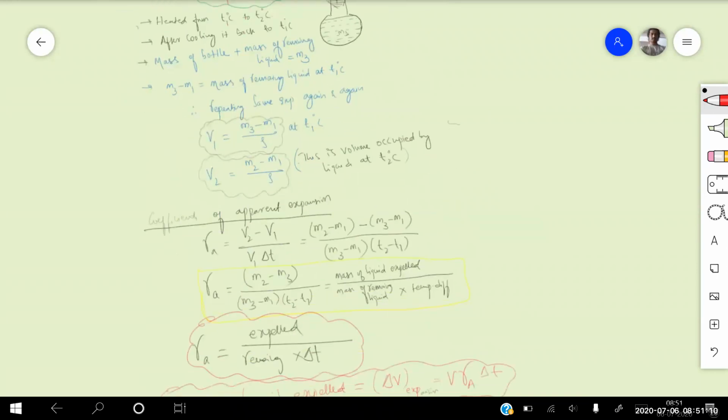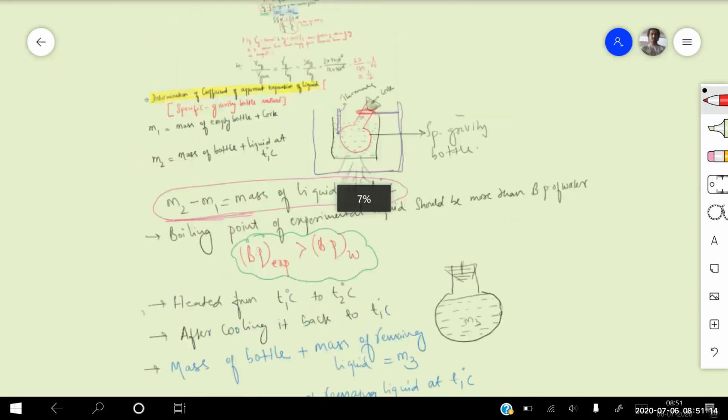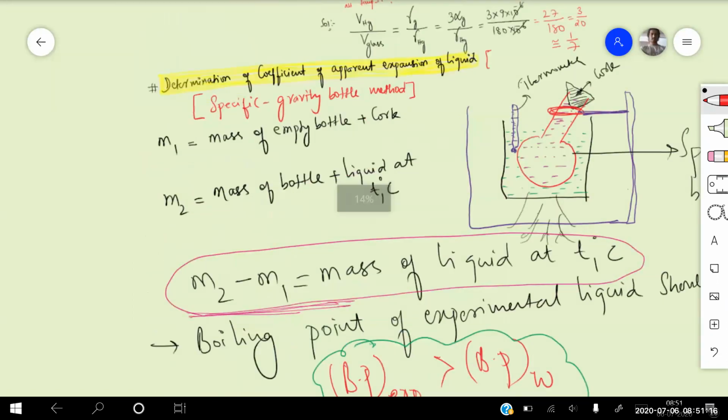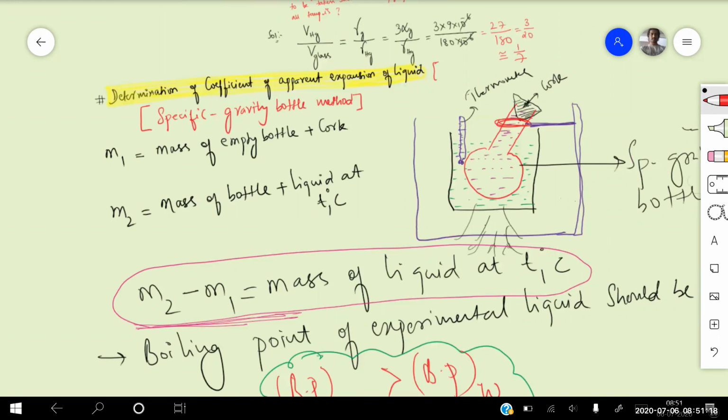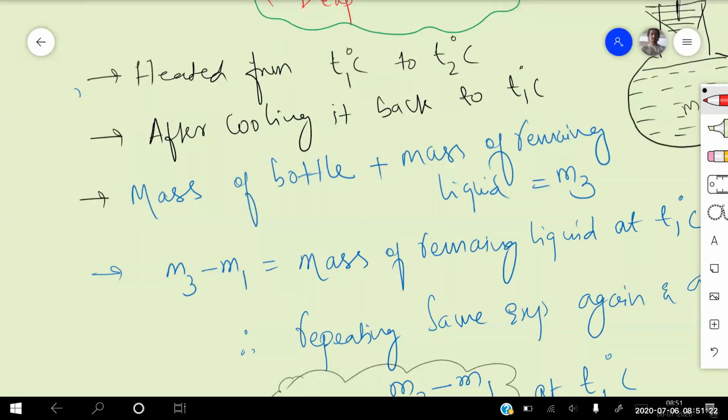Okay, so in the coefficient of apparent expansion of your vessel, previously it was getting like this. I don't know why it has become like this right now. I'll just adjust it with that one.